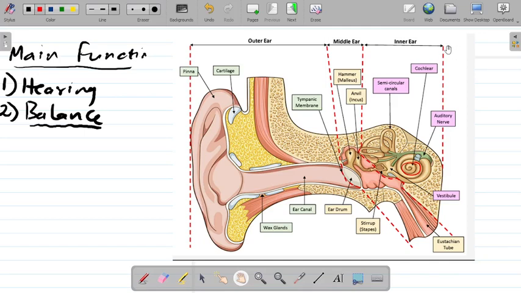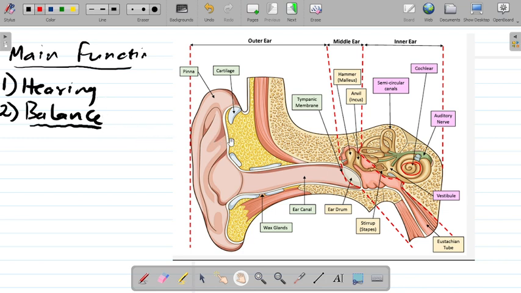A quick look at the ear and its functions. Different parts of the ear and their functions. We're going to start with the main functions of the ear. The main functions of the ear are hearing and balance. And the more you know the anatomy of the ear, the more you understand why hearing, why balance.